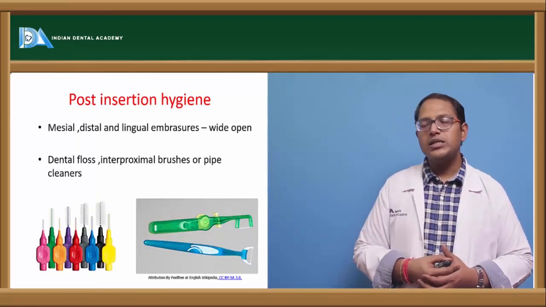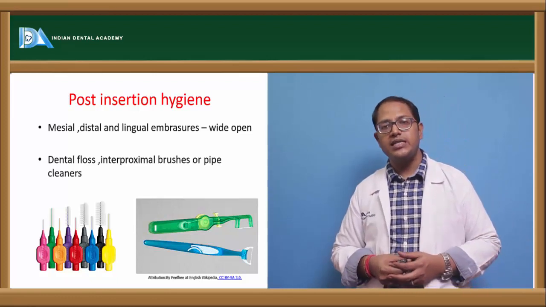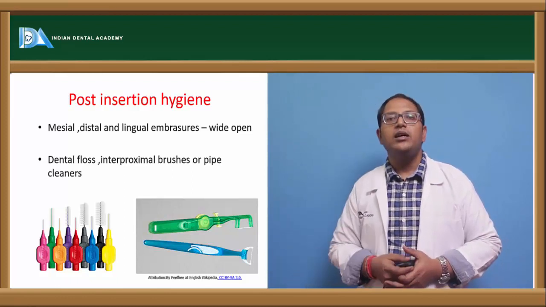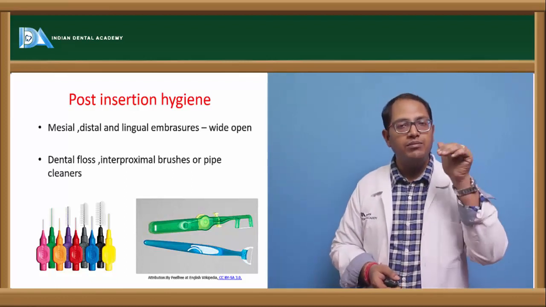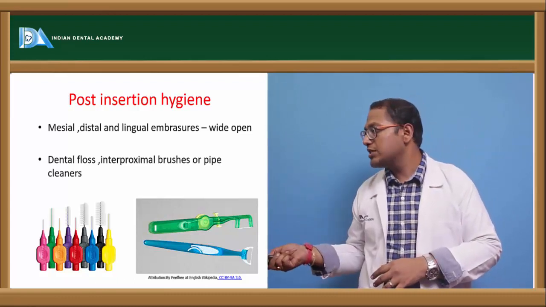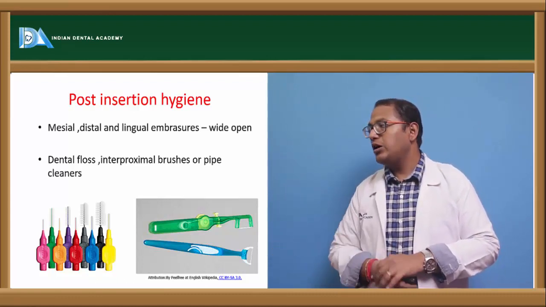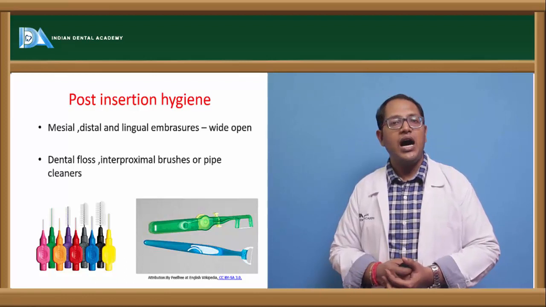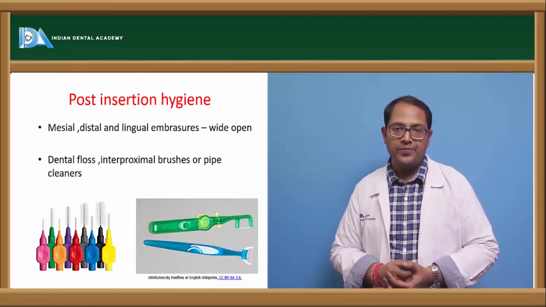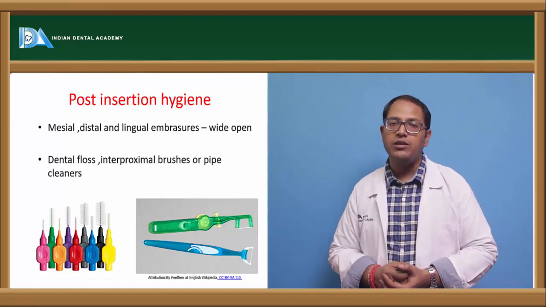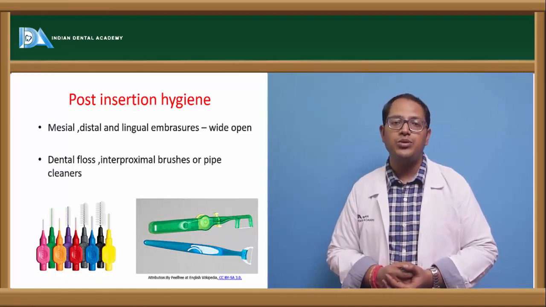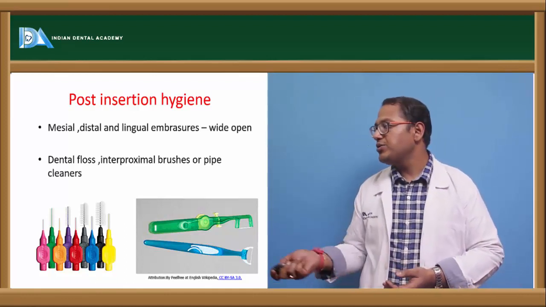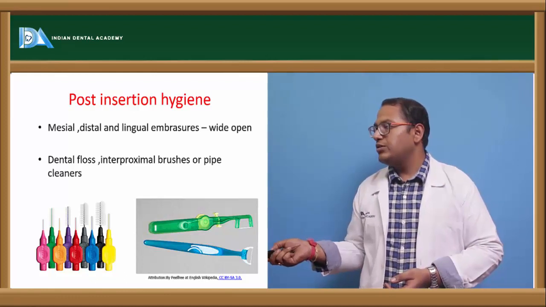Post-insertion hygiene: after insertion, the brushing in those regions is very important. More than the brushing, food lodgement is bound to happen beneath the Pontics. So you need to use floss, interproximal brushes, or pipe cleaners. Those will remove the food which is stuck in between after every meal. So that the health of the Pontic region, and in turn the health of the gingiva and the mucosa, will be considered healthy if we are using proper dental hygiene measures.